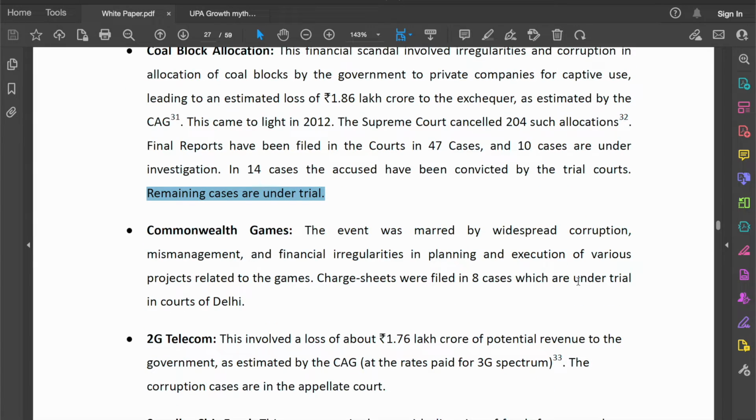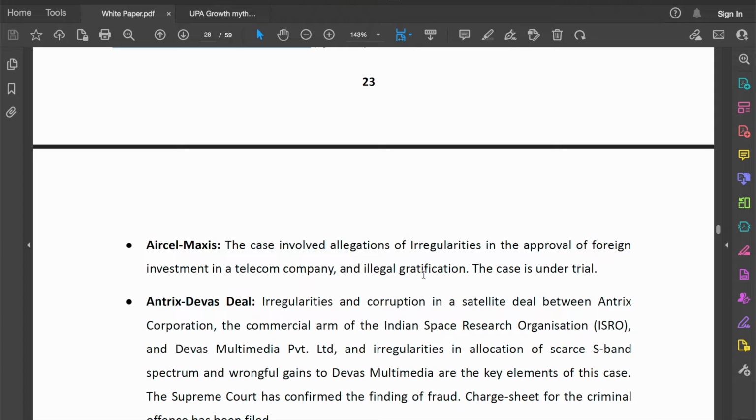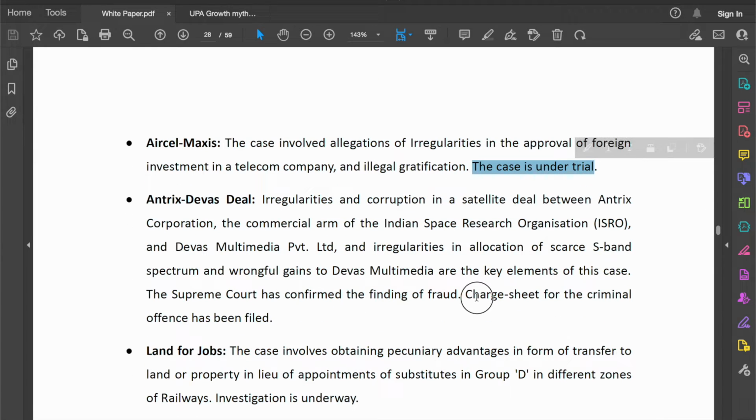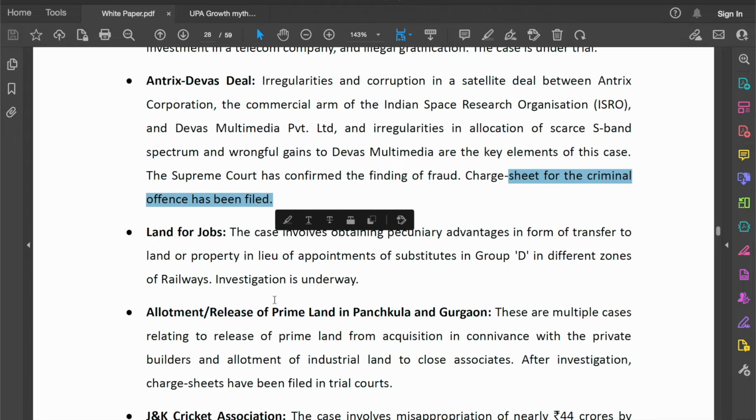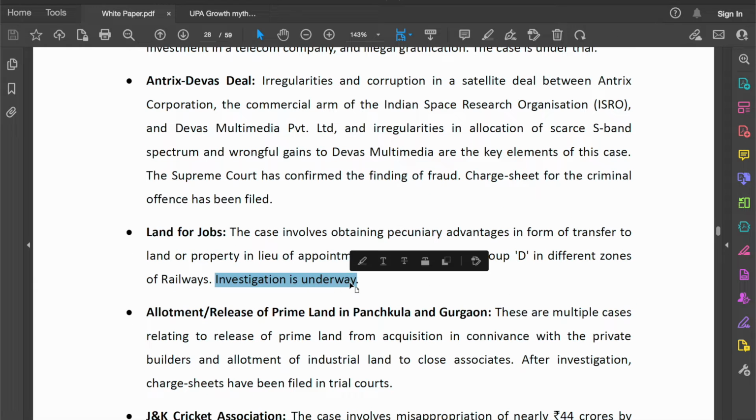Commonwealth Games under trial. 2G scam cases are in the appellate court. Aircel-Maxis case under trial. Antrix-Devas case, the charge sheet has been filed. Land for Jobs case, investigation is underway.